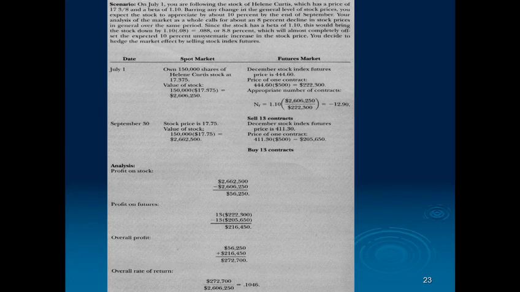In July, you are following the stock Helena Curtis, which has a price of $17.40 and a beta of 1.1. Barring any change in the general level of stock prices, you expect the stock to appreciate by 10% by the end of September. So we think we've found an underpriced stock. It's underpriced by 10%. Your analysis of the market as a whole, however, calls for about an 8% decline in stock prices in general over the same period.